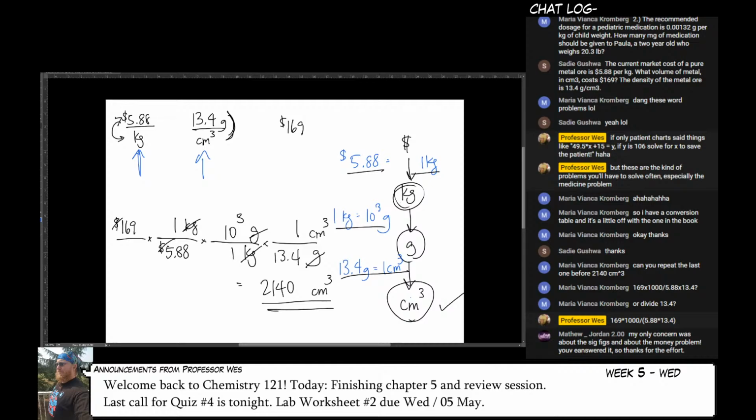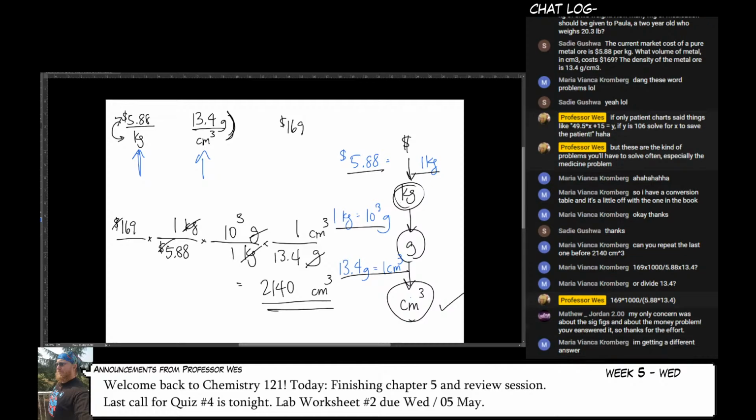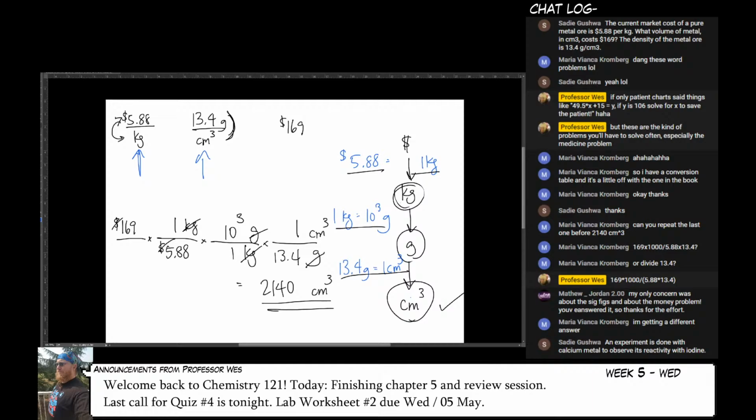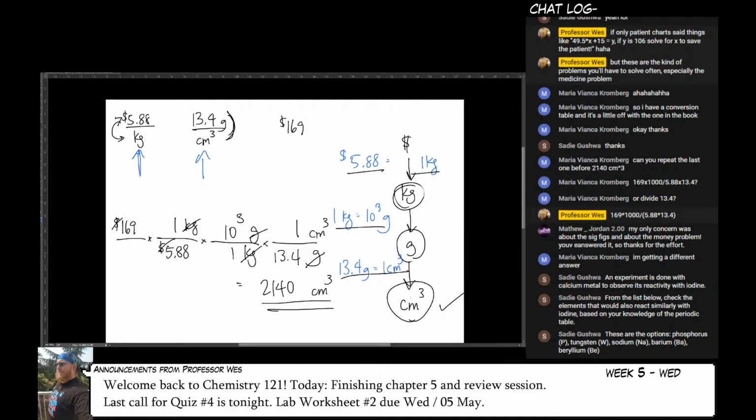Cool, yeah, if you're good, then hooray. You're getting a different answer. Did I type something in wrong on my calculator? 169 times 1,000 divided by 5.88. What number are you getting? Yeah, I got the same thing.